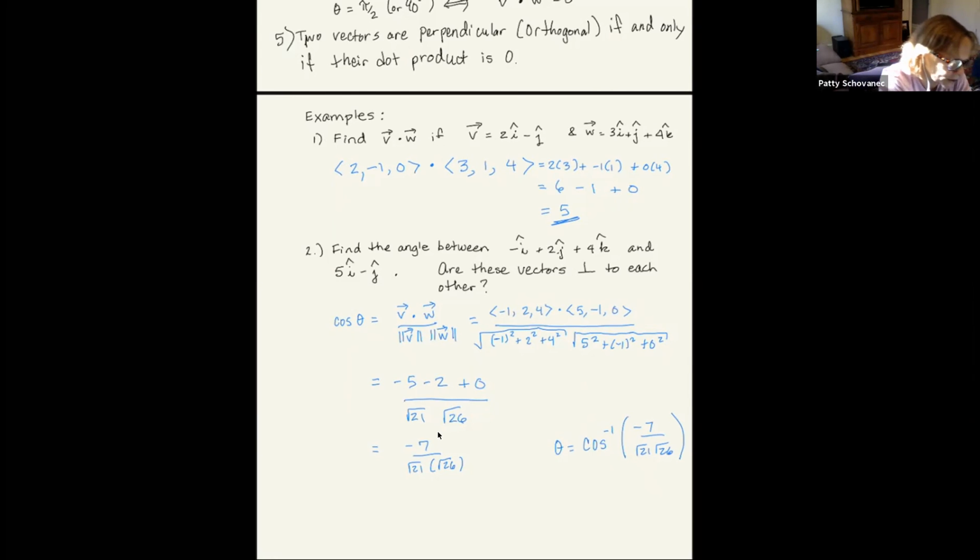And so to answer the question, are these vectors perpendicular to each other? Well, this number is clearly not 0. I'm sorry, theta is not pi over 2 because the dot product is not 0. And that number up there is not a 90-degree angle.